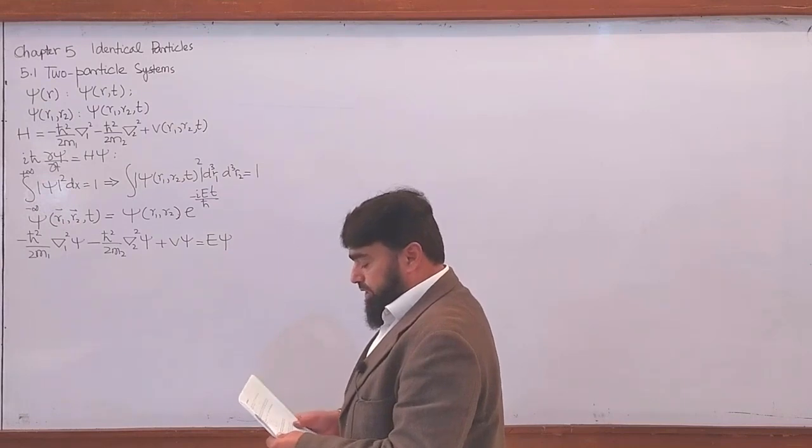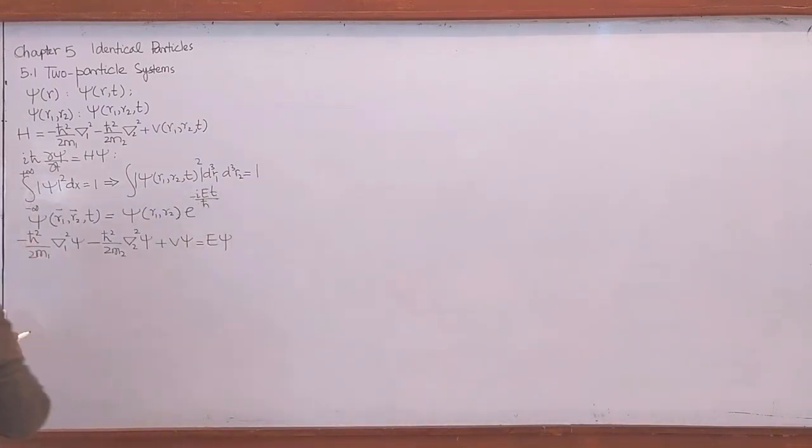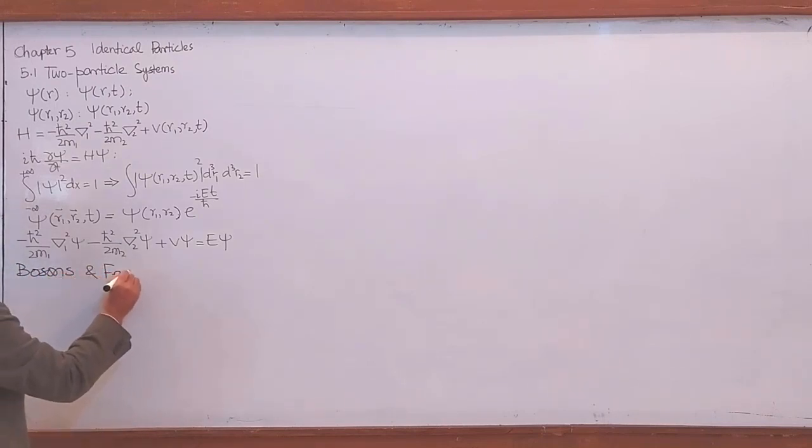Now let's start with two types of particles, and the two types of particles are bosons and fermions.